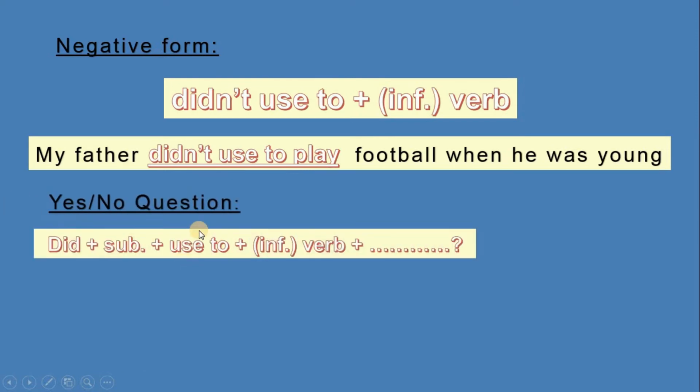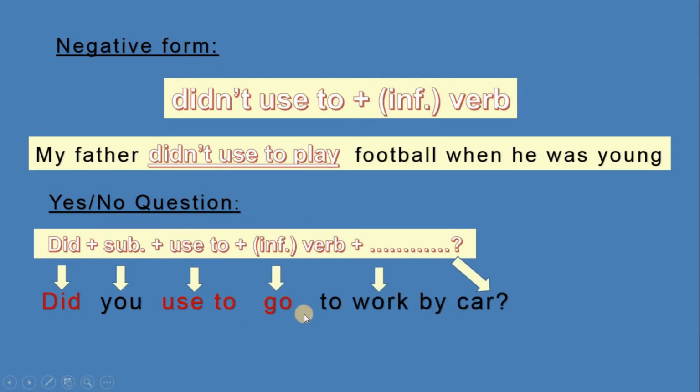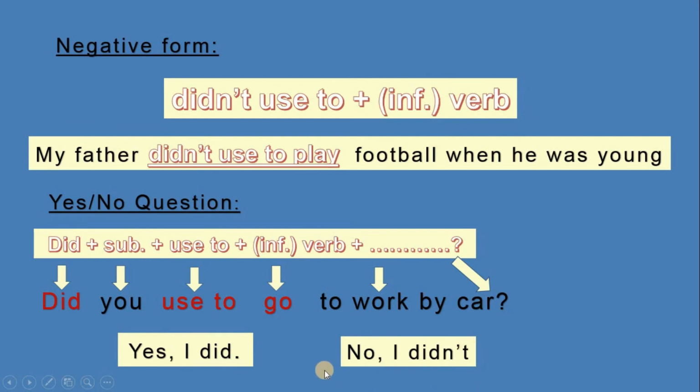Interrogative. Yes, no question form. Did plus the subject, which is he, she, it, I, you, they, plus use to plus the verb in the infinitive form. For example, did you use to go to work by car? The answer is yes, I did, or no, I didn't.